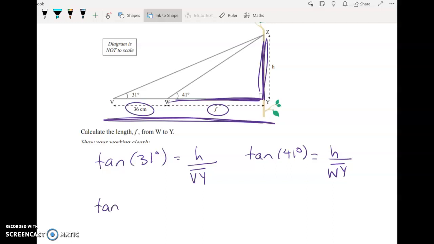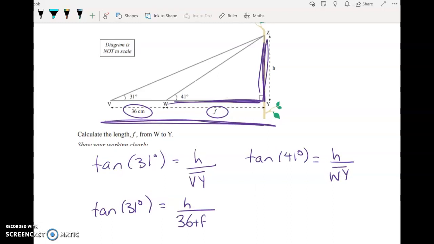So I'm just going to leave that as tan of 31 for now, but we know we can get that easily out of our calculator. So I've got h over 36 plus f. And now looking at this second triangle, we can say that tan of 41 degrees is equal to h, and the length from W to Y is simply f.